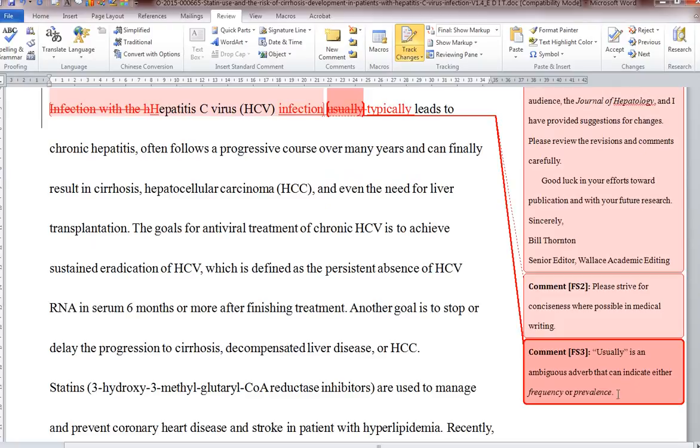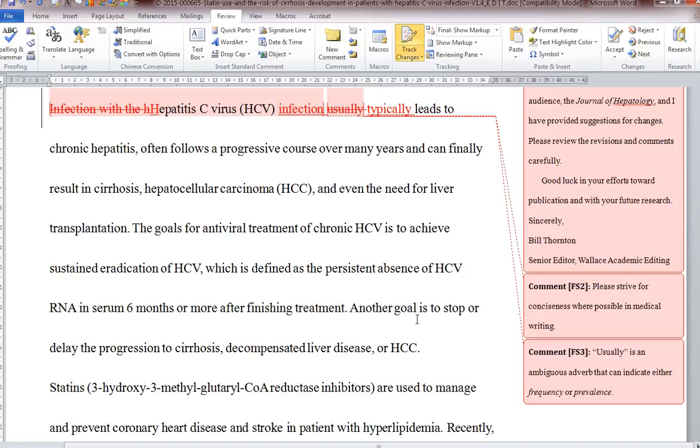Usually is an ambiguous adverb that can indicate either frequency or prevalence. Now, in some contexts, frequency and prevalence can be synonymous, mean the same thing. However, here I'm indicating frequency, how often something occurs, versus prevalence, how much it is found, for instance, the number of objects or instances.